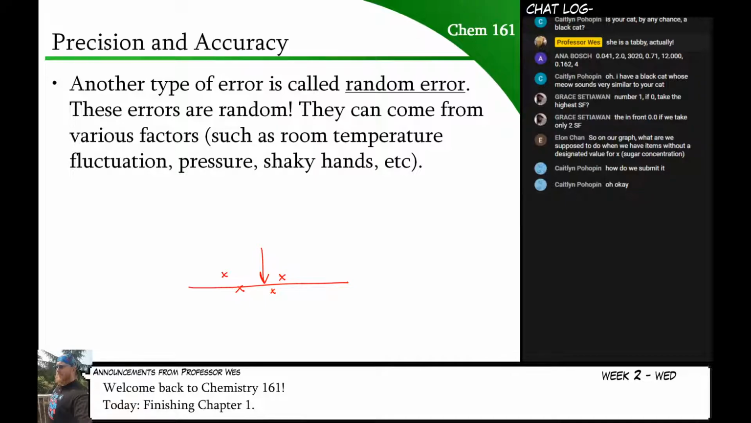If I take the average of all this data, so let me just put some more data here, I would end up in the center of that data, and I would average it away. So random errors can be averaged away.